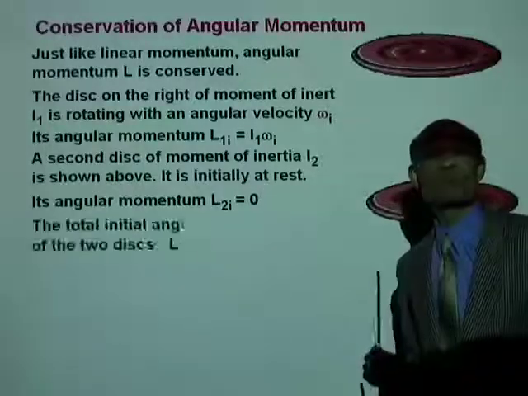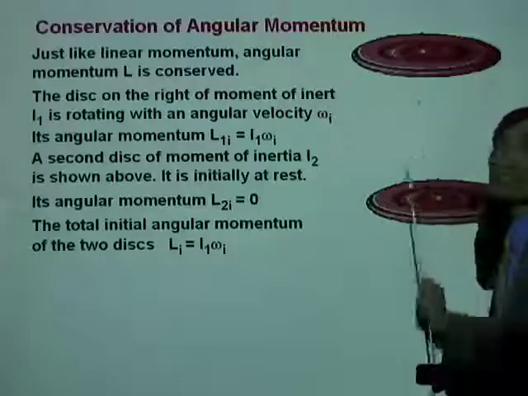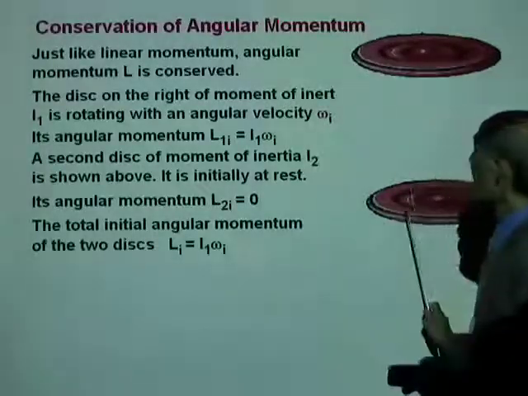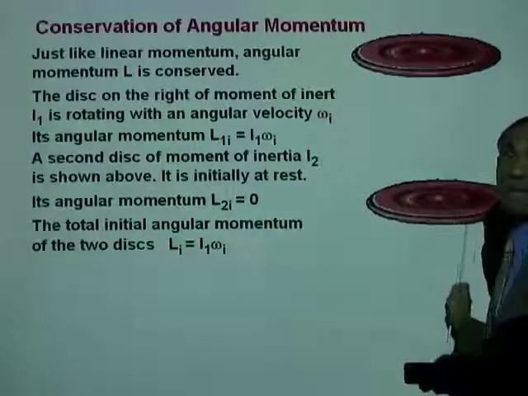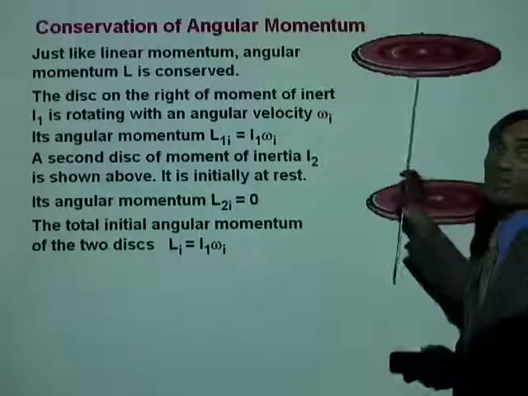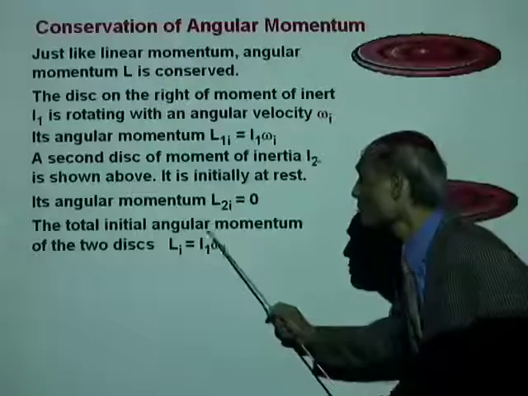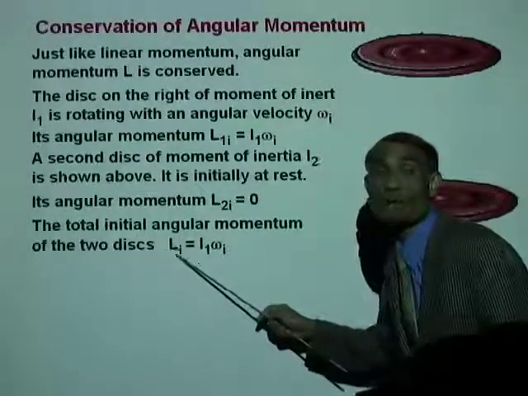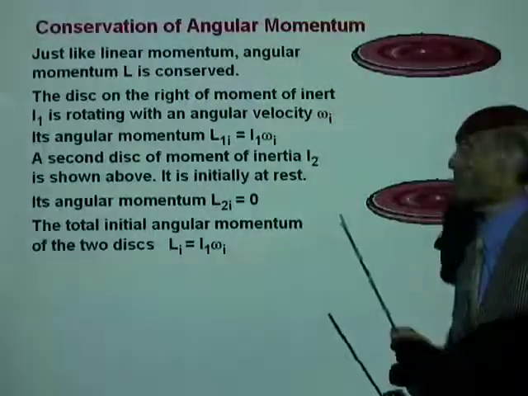L2I equal to 0. Therefore, the total momentum of these two disks now is I1 omega I, the angular momentum of this disk, plus 0, because that has no angular momentum, it is not rotating. The total angular momentum Li, initial angular momentum, is I1 omega I.